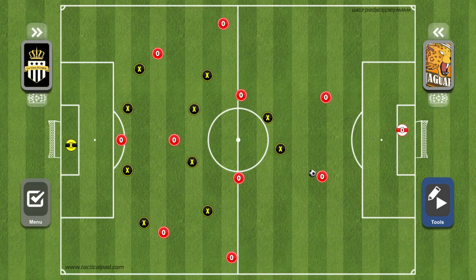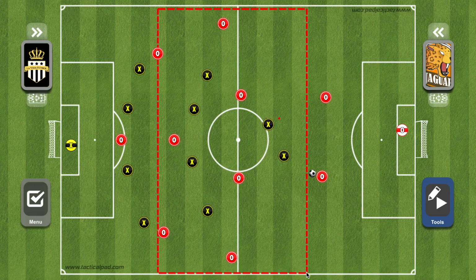So now let's take a look. For example, here is the first bit of pressure, right? Once they start getting into the midfield, so into the middle third of the pitch. Once the opponents enter a certain zone, let's say, for example, this little zone here, then this is essentially when we start with our moving.